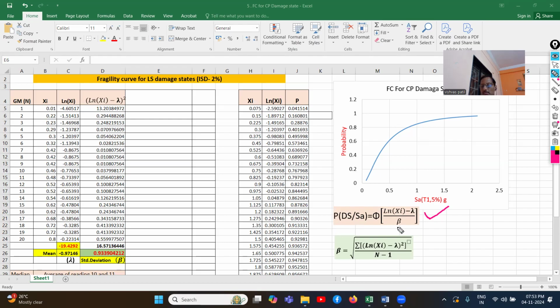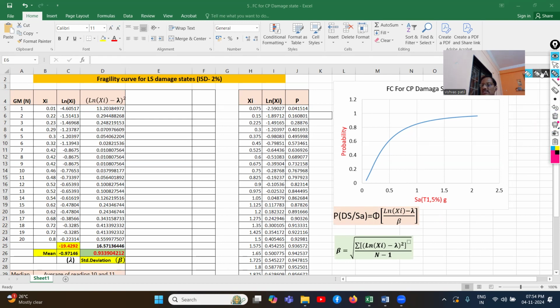In this particular equation, P stands for probability, the probability of the damage state exceeding the limit of spectral acceleration, which equals Φ. Φ stands for the normal distribution, applied to the bracket: ln, that is the natural logarithm of the spectral acceleration value, minus lambda, divided by beta. This is very interesting.